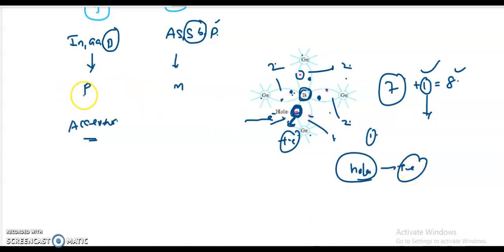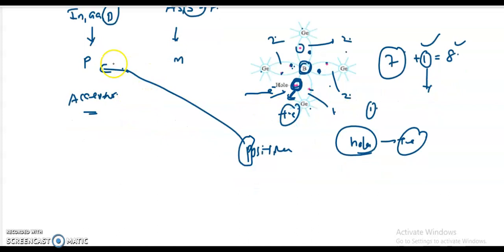And why are we calling this a p-type? Here, if more holes are there by doping more trivalent impurities, I said that these holes have positive charge, and the starting alphabet of this positive charge is p. So that is how we are going to call it a p-type.